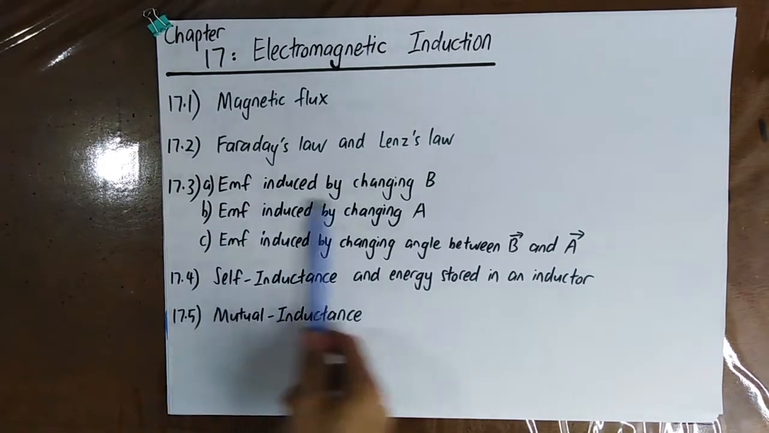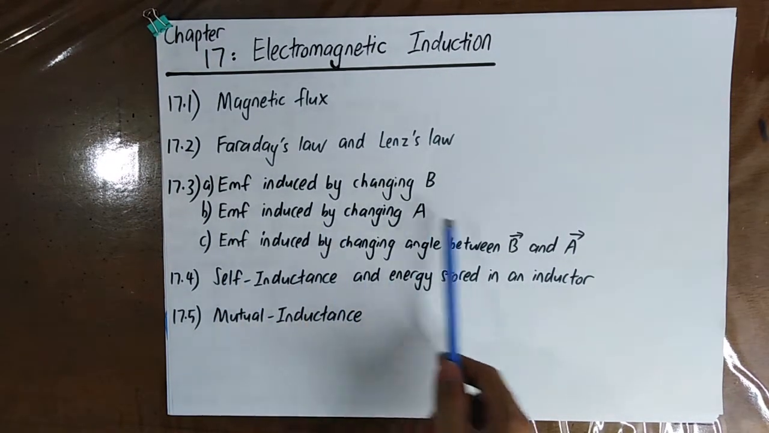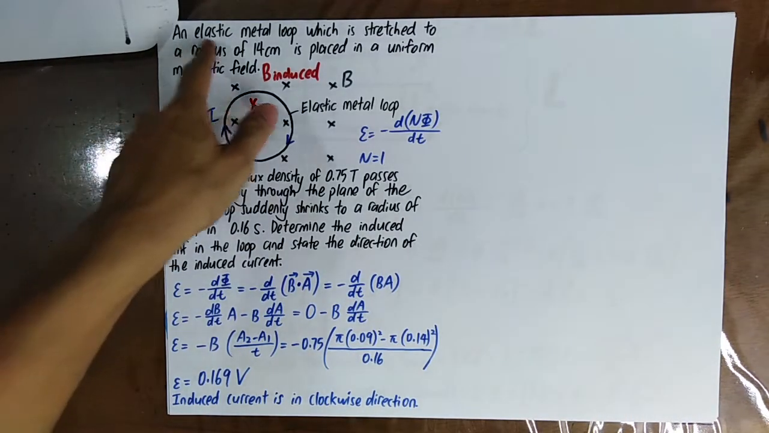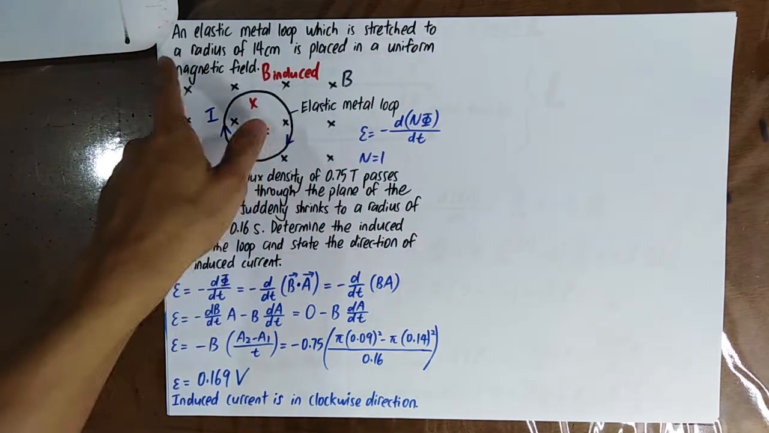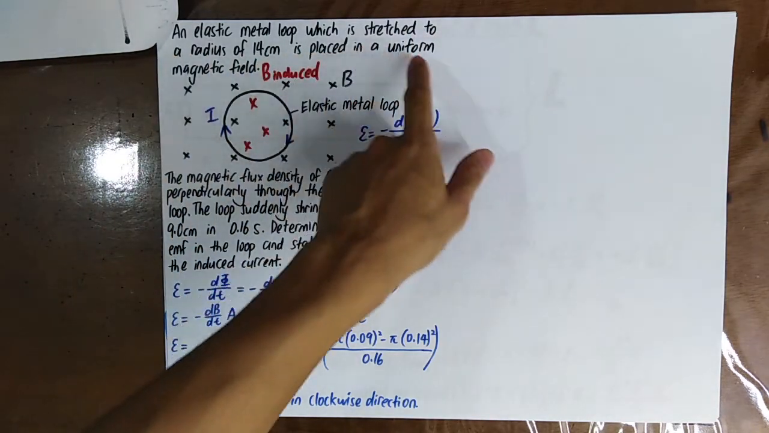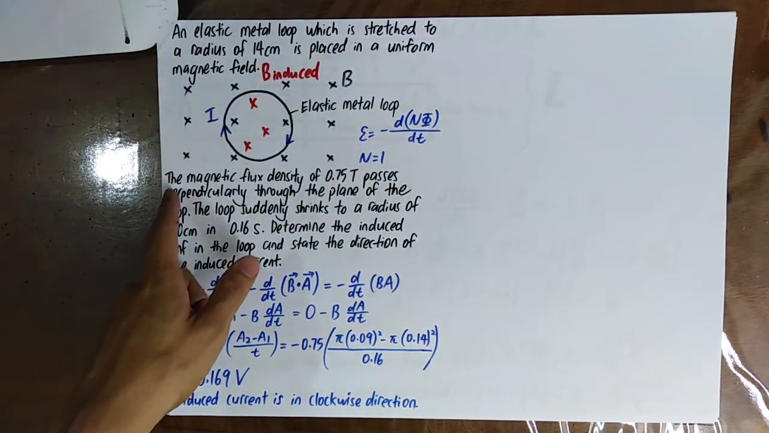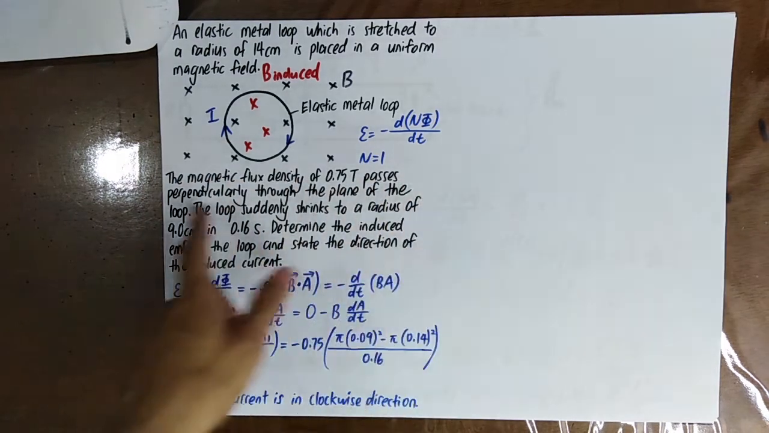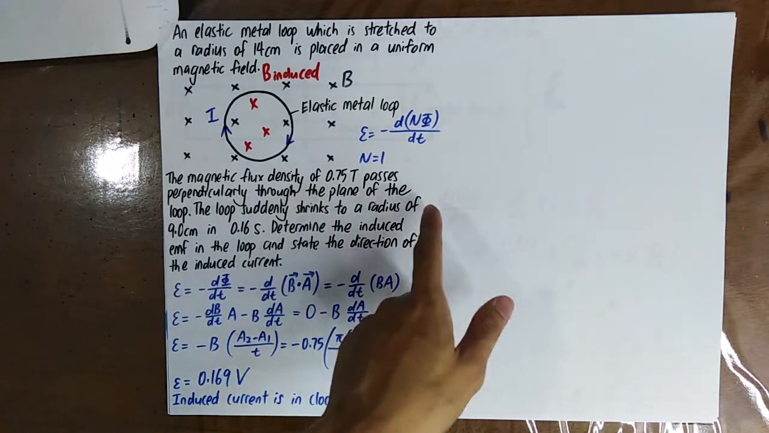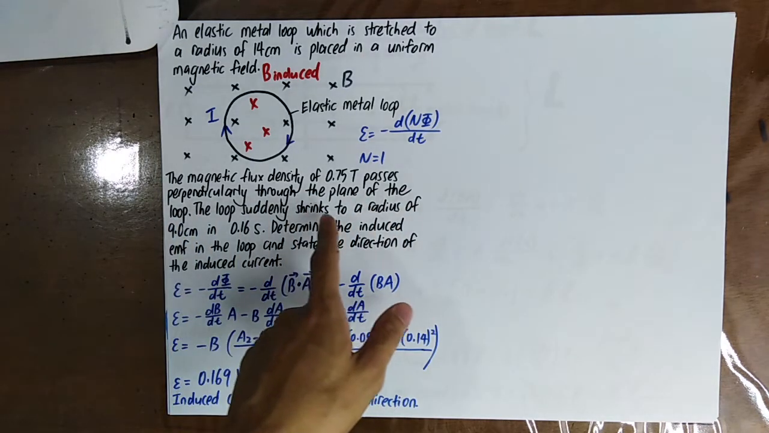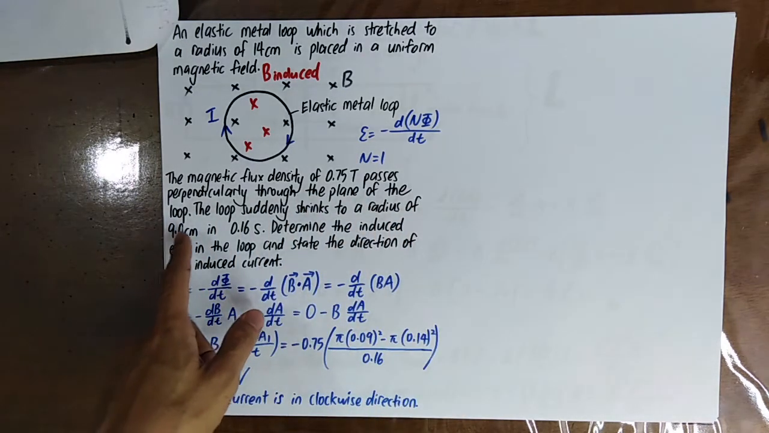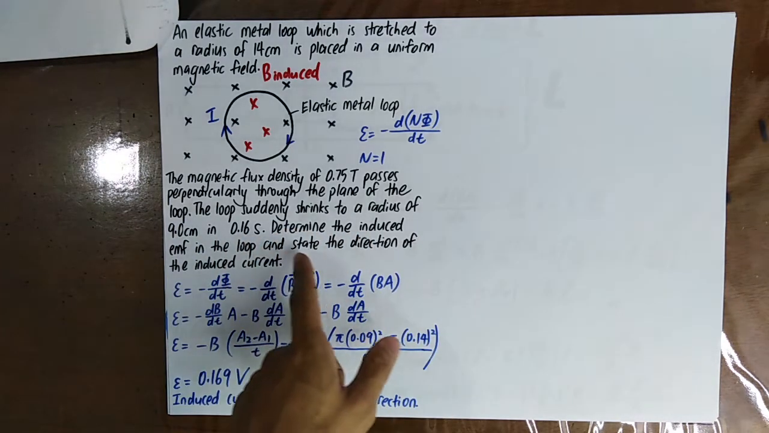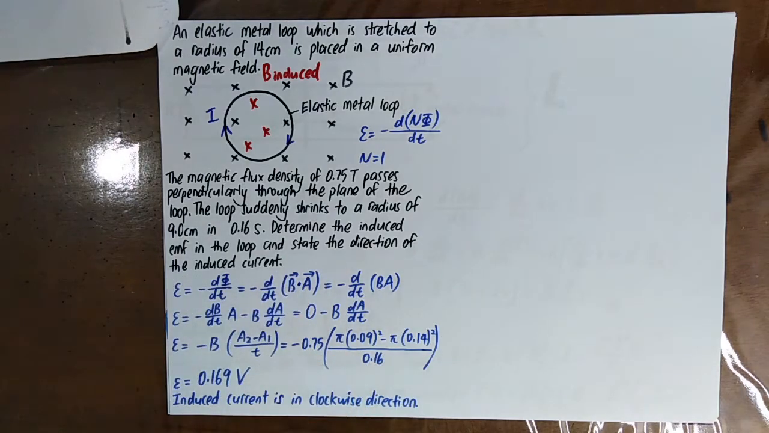Okay, today we'll be talking about the EMF induced by changing the area. An elastic metal loop which is stretched to a radius of 14 cm is placed in a uniform magnetic field. The magnetic flux density of 0.75 Tesla passes perpendicularly through the plane of the loop. The loop suddenly shrinks to a radius of 9 cm in 0.16 seconds. Determine the induced EMF in the loop and state the direction of the induced current.